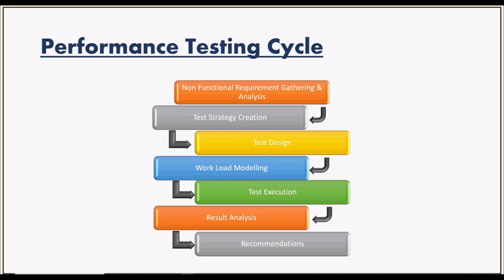Next comes result analysis. The execution output is analyzed and results are recorded here. And finally, the recommendation phase, where recommendations are made based on analyzed results. So this is the performance testing cycle usually followed during any test execution.